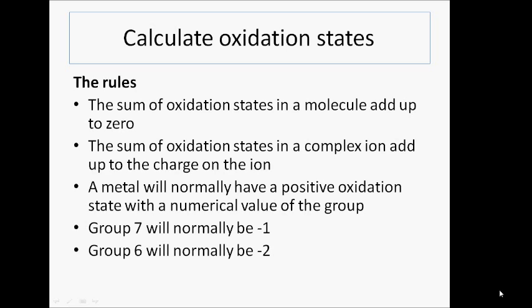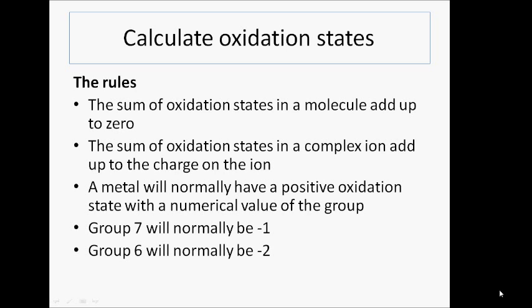If you had a group 2 metal, such as magnesium, then as we saw in the previous slide, that's an Mg2+ ion, so it would normally have an oxidation state of +2. And then again in group 3, if you had aluminium, Al3+, it would have an oxidation state of +3. So the metals are very easy, as long as you're not talking about transition metals, and we're not going to worry about them for now.